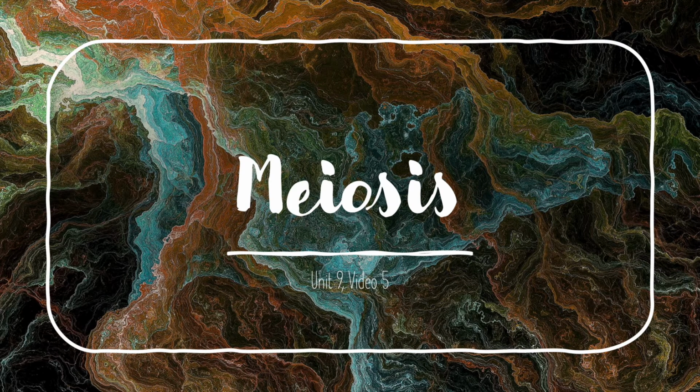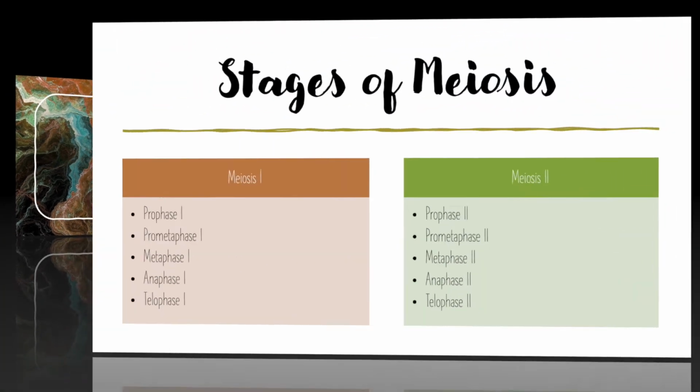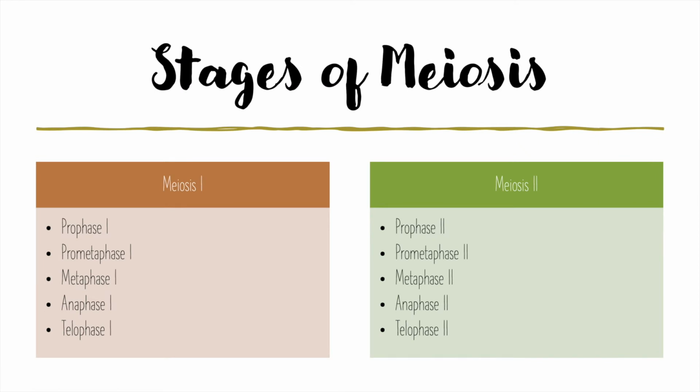In this lesson, we will go over the stages of meiosis. Meiosis can be divided into two phases, meiosis 1 and meiosis 2. Besides that, the stages are the same as in mitosis: prophase, prometaphase, metaphase, anaphase, and telophase.